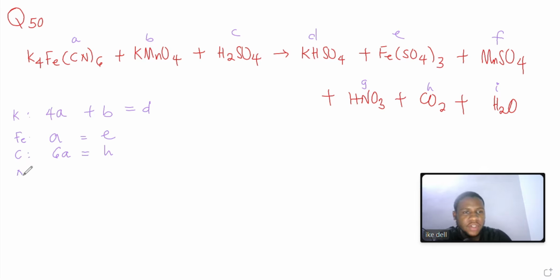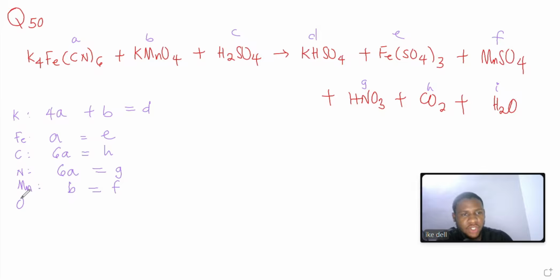Let's compare nitrogen. We have 6A. Where else can we see nitrogen? Look closely. Where else can we see nitrogen? Here, G. Then let's compare what else? Mn, manganese. So we have B rather, and we have equals F.